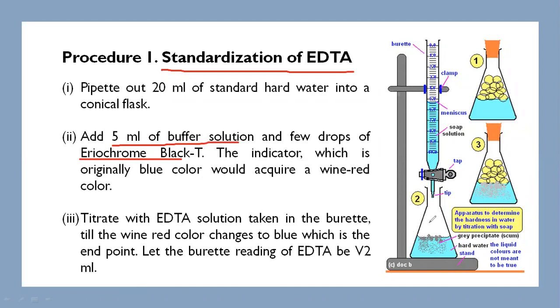Then this solution is titrated against the standard EDTA solution present in the burette, till the wine red color changes to blue, which is the end point. Let the burette reading of EDTA be V2 ml. Suppose this much EDTA, V2 ml, is consumed.